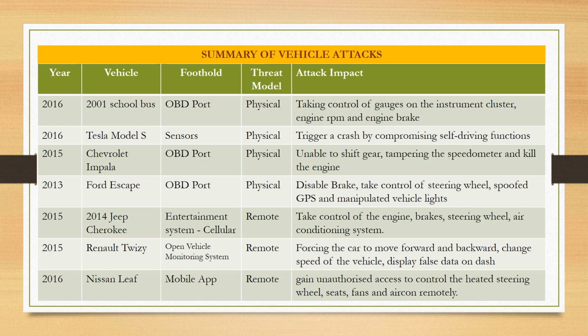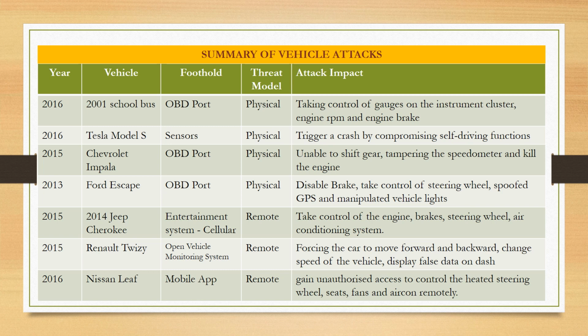In the same year, 2015, a Renault Twizy was attacked in an experiment using the Open Vehicle Monitoring System tool. The researchers were able to move the vehicle forward, backward, change the speed of the vehicle, and display false readings on the cluster. The tool plugs into the OBD port and allows the user to connect to the CAN bus to monitor parameters of the vehicle, such as state of battery charge for an electric vehicle. Several car manufacturers use this tool.